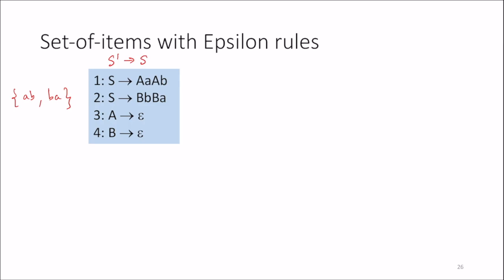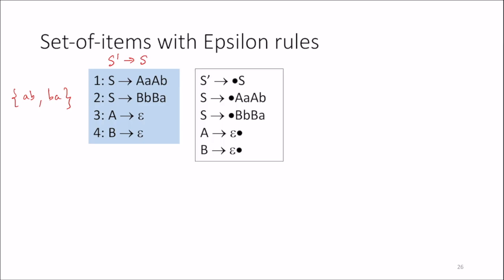So let's do the set of items construction, the LR(0) algorithm, to construct the parsing table, the action Goto table. We start with S prime goes to dot S. It predicts all of the S rules with the dot in front of them, so this and this. Then the dot is before the A, so it predicts the A rule. There's only one A rule. And notice that a dot before the empty string doesn't make any sense because it's the empty string.